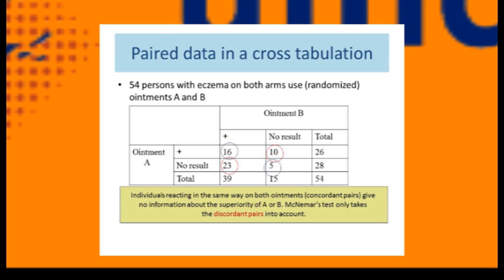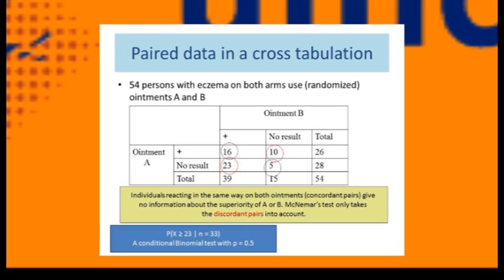preference for one of the two ointments is by chance only. So we expect half of the so-called discordant pairs to give preference to A and the other half to give preference to B. Conditional on the fact that there are 33 discordant pairs, what is the probability to find 23 or more individuals giving preference to ointment B? This is a one-sided p-value. If we test the null hypothesis against the two-sided alternative, we will have to double this p-value.